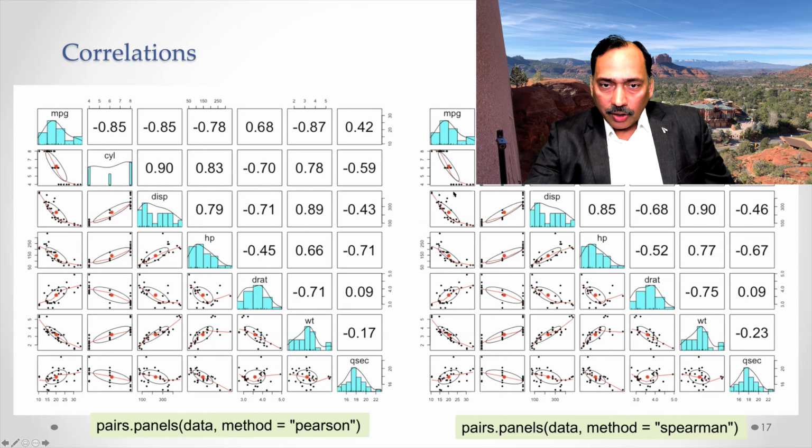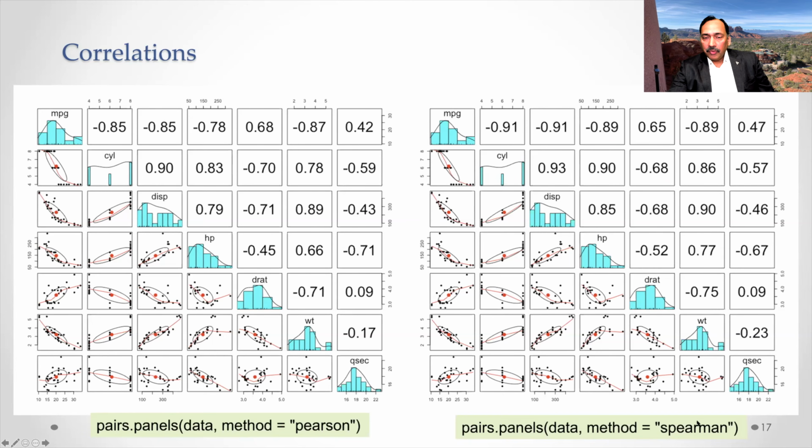For example, this plot here looks slightly non-linear between DISP and MPG. With Pearson, you have negative 0.85, but with Spearman, you can see the strength goes up because it captures the nonlinearity and gives you a higher value than what you would obtain by treating it as a linear relation between two variables.